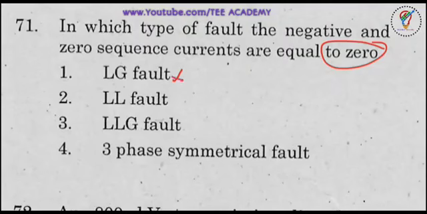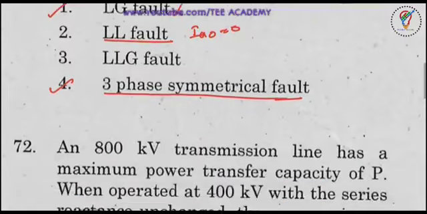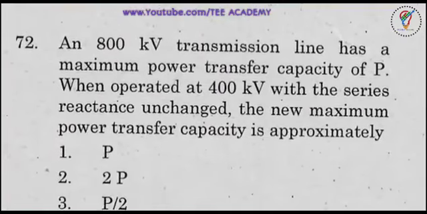So the option is 3-phase symmetrical fault, okay. And in an LL fault the zero sequence current Ia0 will be 0 because there is no ground involved here. Understand? So the answer here is 3-phase symmetrical fault. While reading the question, be careful here, it is made equal to 0. If not equal to 0, you can say it is an LG fault, obviously. Okay, next question. It is the 72 question here.